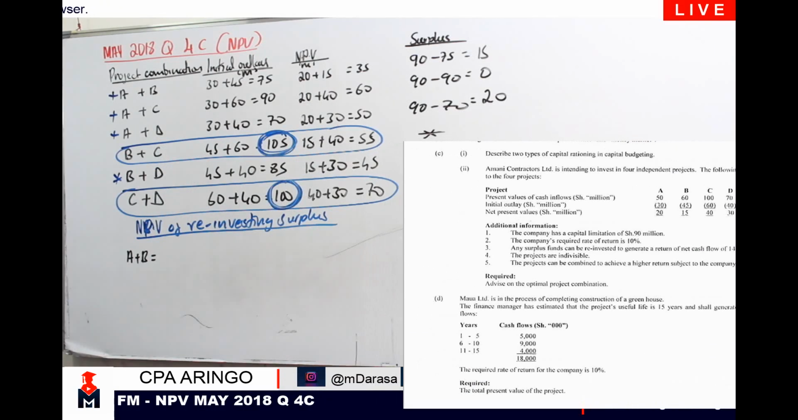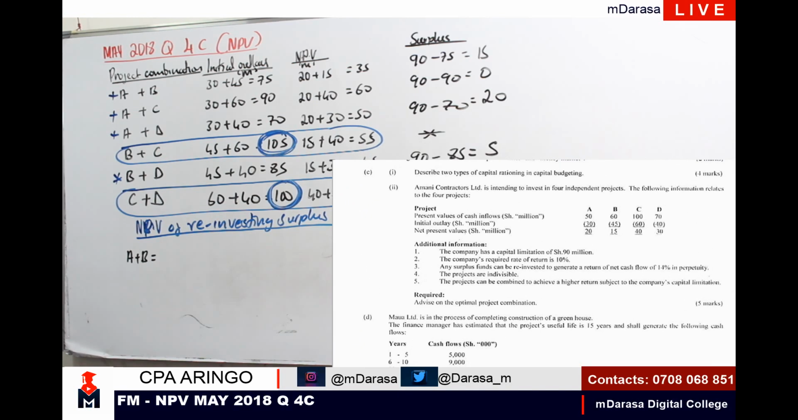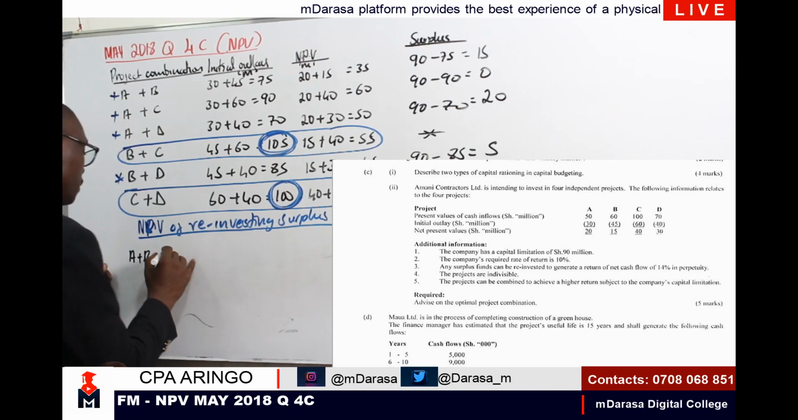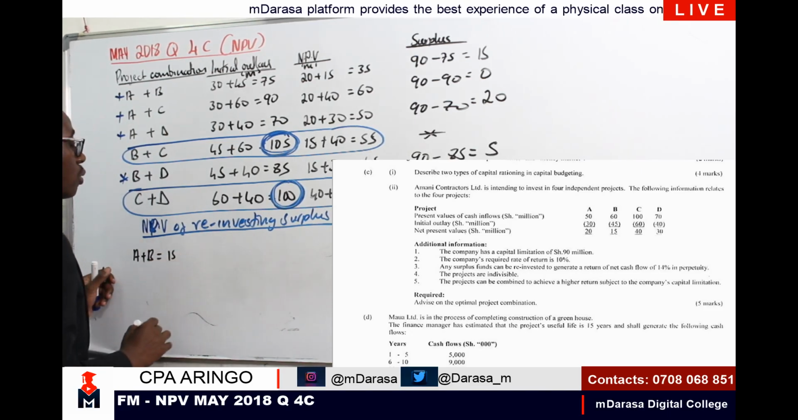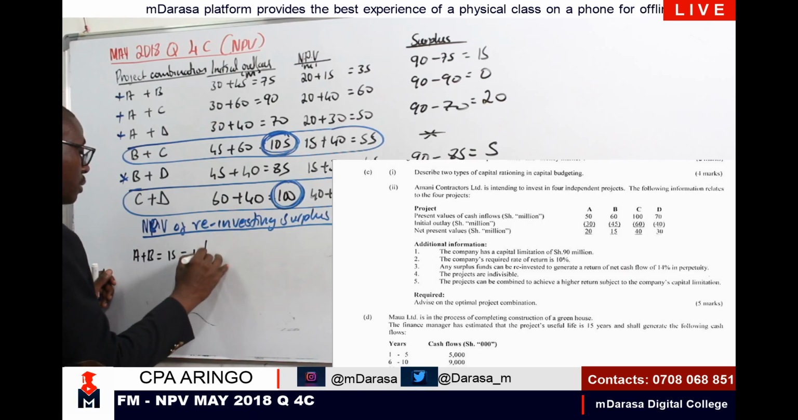Go to note number 2. We are told that the company's required rate of return is 10%. So that is to say that the 15, the one that you are getting, the 15, that was of 10%.